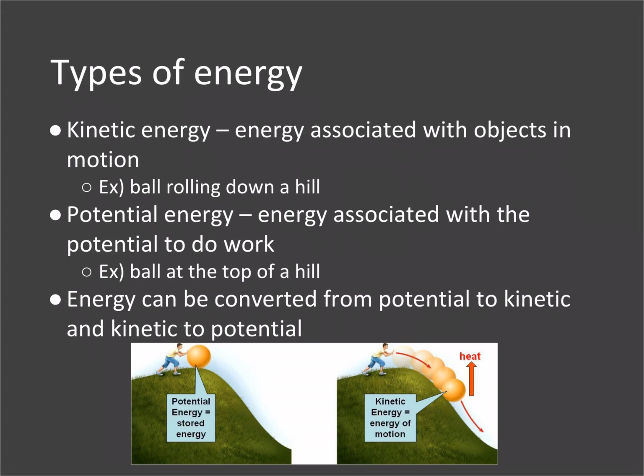Now, there are essentially two main types of energy. There's kinetic energy, which is the energy associated with motion. All right, so think about a ball rolling down a hill has kinetic energy. If you swing your fist to punch somebody, your arm has kinetic energy. A bowling ball rolling down an alley to knock down pins has kinetic energy. All right, so it's just the energy associated with something in motion.